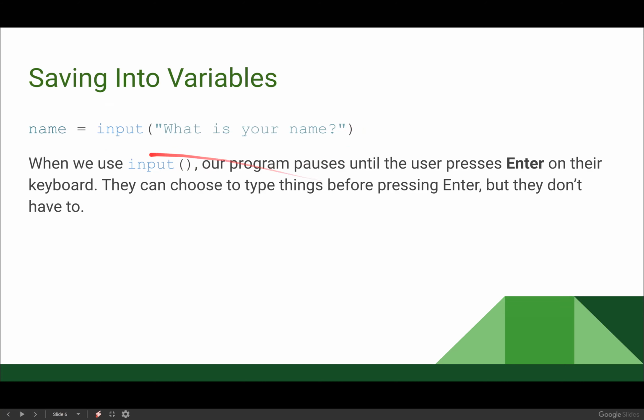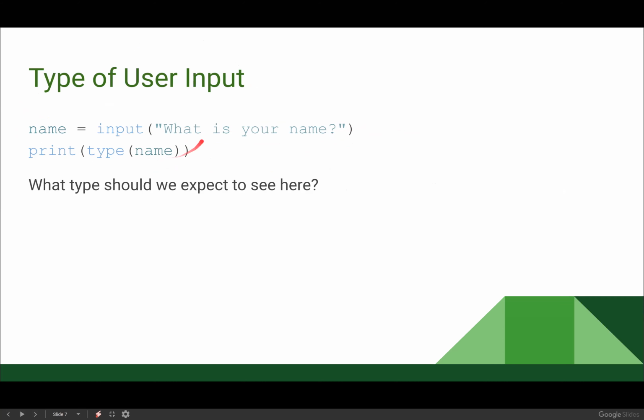So here, if I input "What is your name?", and I'm the user here, I would type in Mr. Macmillan and then press enter, and then that value, Mr. Macmillan, would be saved into my variable name. So what type do we think we would see from this input? We talked about our type function last class. So if I get the type of that name variable, what do you think we would see?